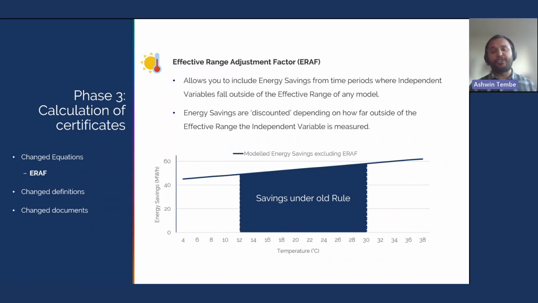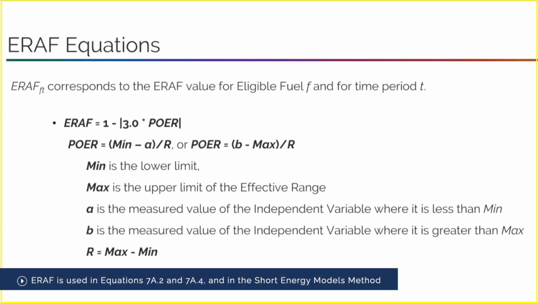With the effective range adjustment factor, you now get to include a discounted set of savings at either end of your effective range, but at a discount and proportionate to how far outside of the effective range the independent variable is measured at. So this is the equation that you use to calculate ERAF. It's located in equations 7a.2 and 7a.4.